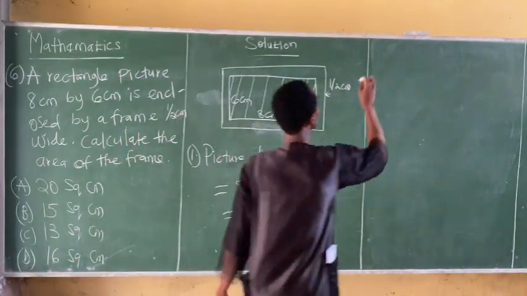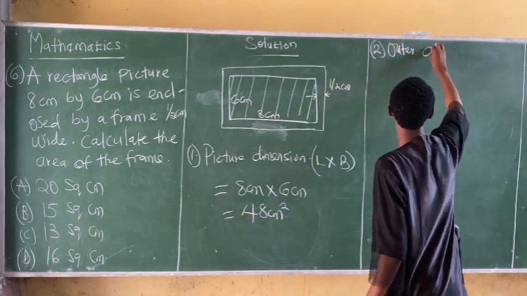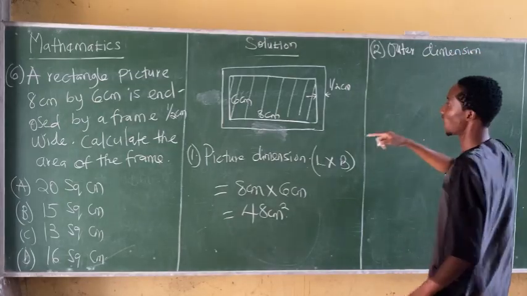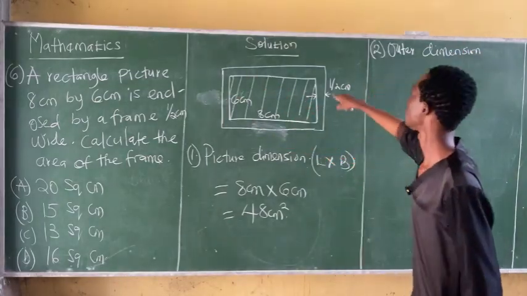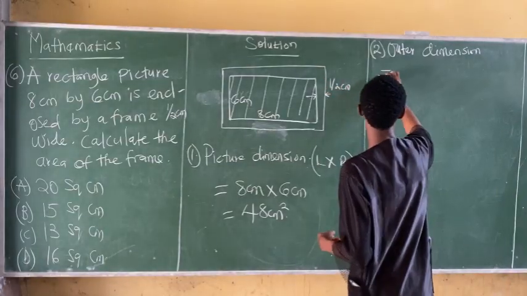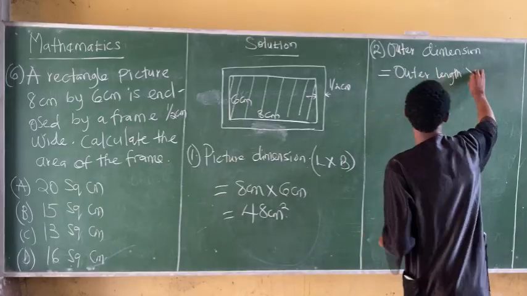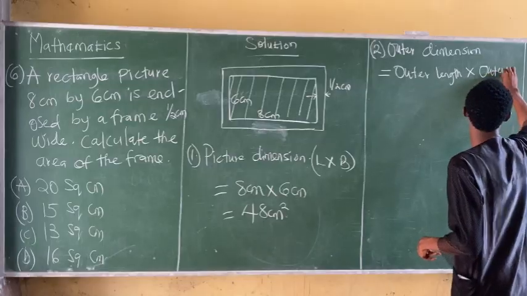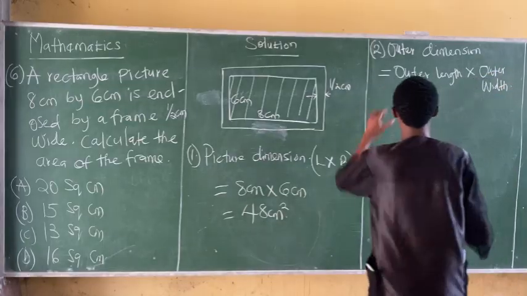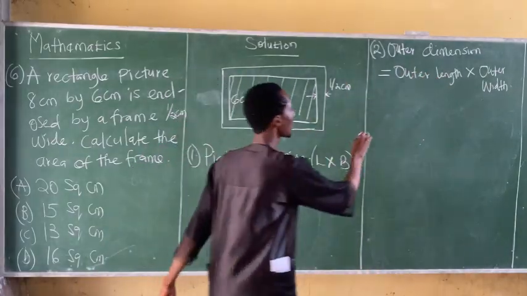The second one is to calculate the outer dimension, which is the dimension of the frame. And the outer dimension is given by the formula outer length times outer breadth or width. That's the formula for the outer dimension, which is the dimension of the frame.